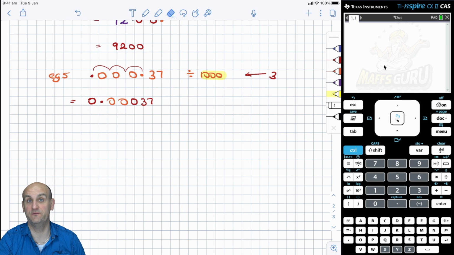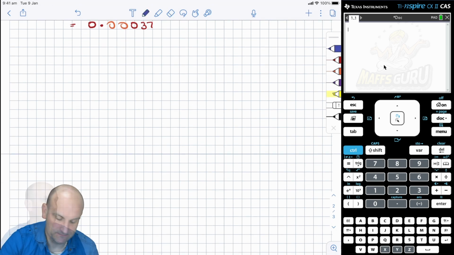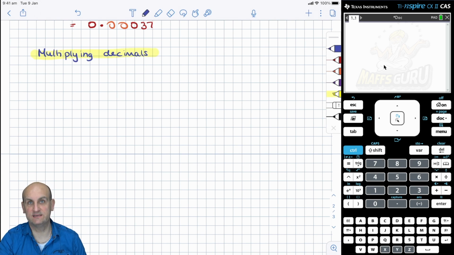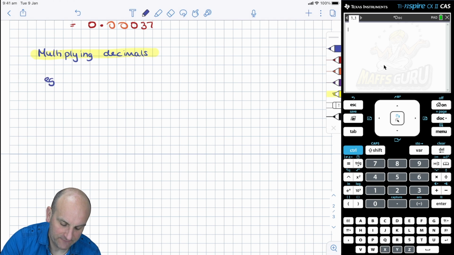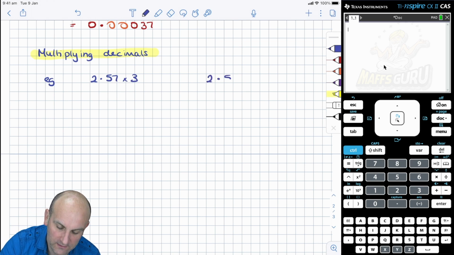Right, so that's multiplying and dividing by 10, 100, 1,000. Let's move on to the idea of multiplying decimals. When we multiply decimals, we have to use a bit of a trick. There's lots of ways of doing this, but this is how I do it. If we do the example from the Cambridge textbook, 2.57 multiplied by 3, I would write this out in the long multiplication way, as 2.57 multiplied by 3.